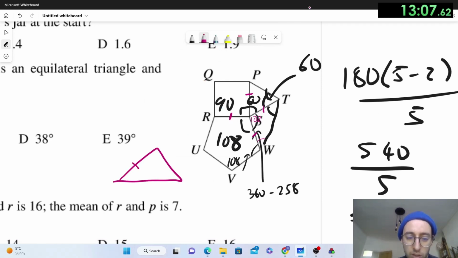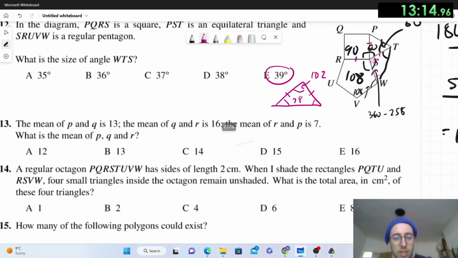So we've got, this is 102. And then these two have to add to 78, so each one's 39. That's actually cooler than I thought it was.